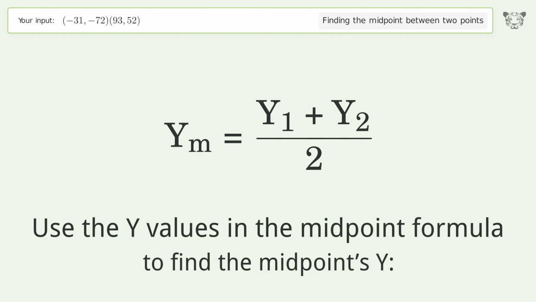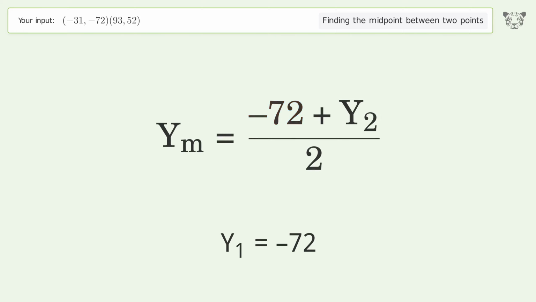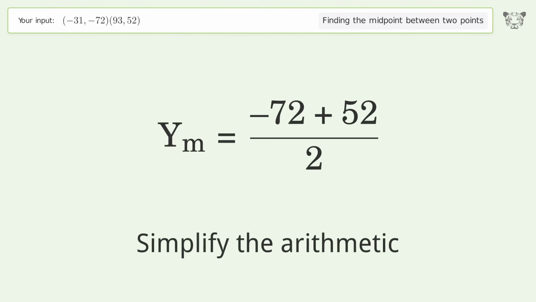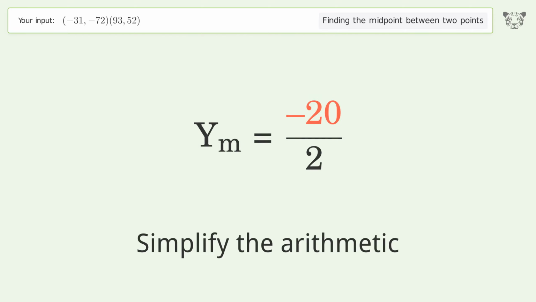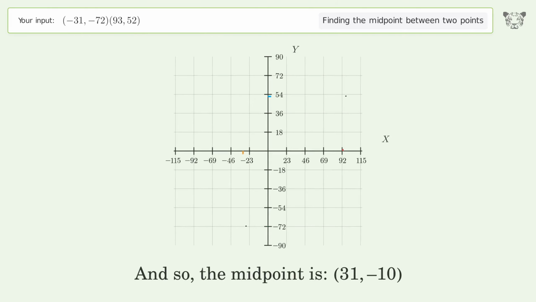Use the y values in the midpoint formula to find the midpoint's y. y1 equals -72. y2 equals 52. Simplify the arithmetic. And so, the midpoint is 31, -10.